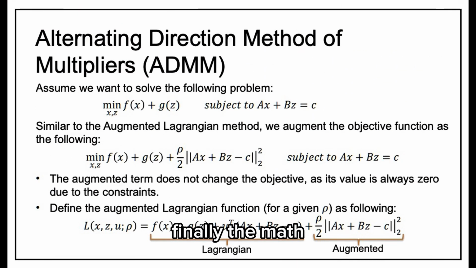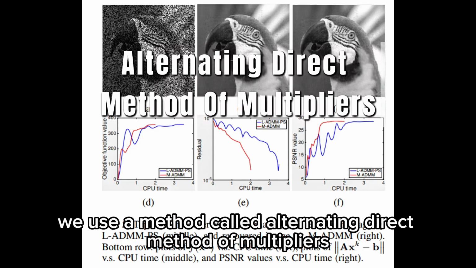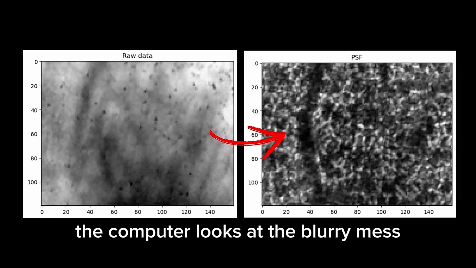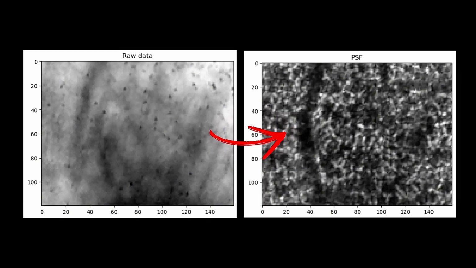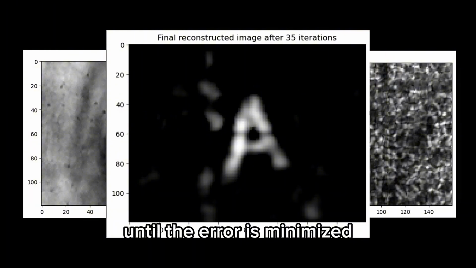Finally, the math. We don't just take a photo, we reconstruct it. We use a method called alternating direction method of multipliers. The computer looks at the blurry mess, compares it to our PSF key, and iteratively guesses what the original object looked like until the error is minimized.